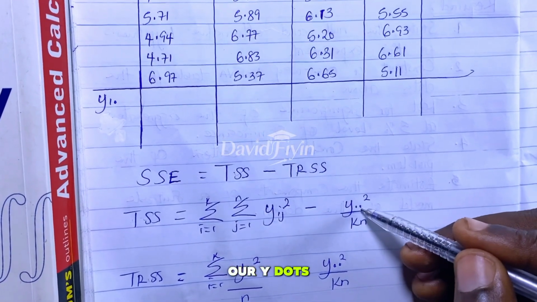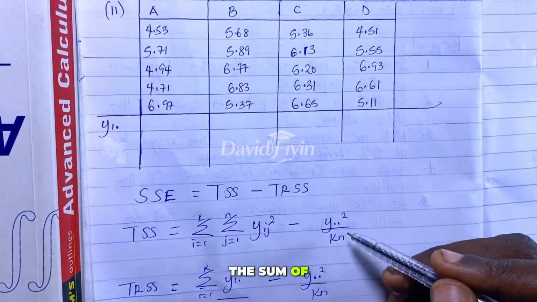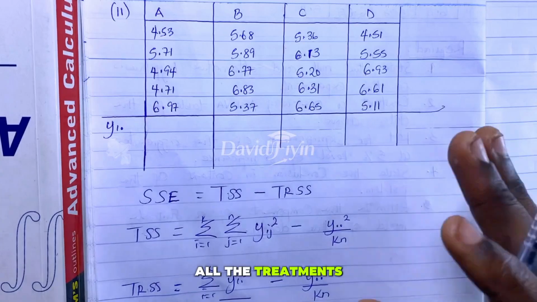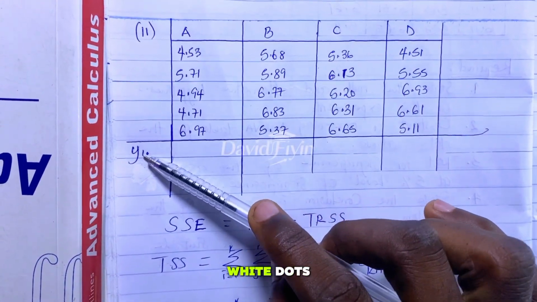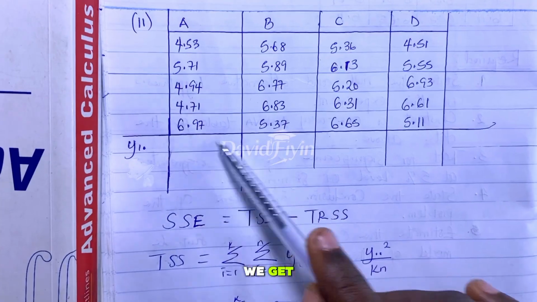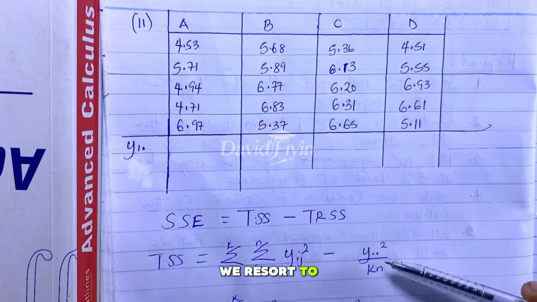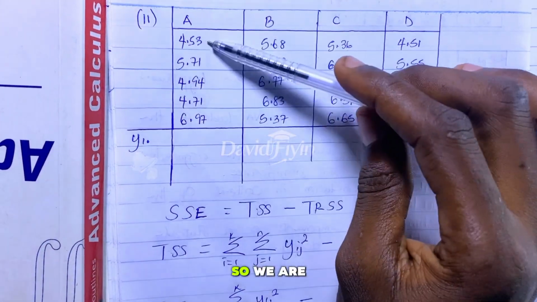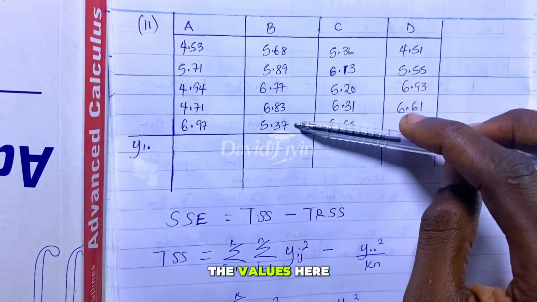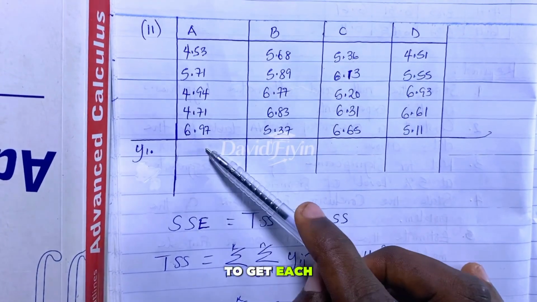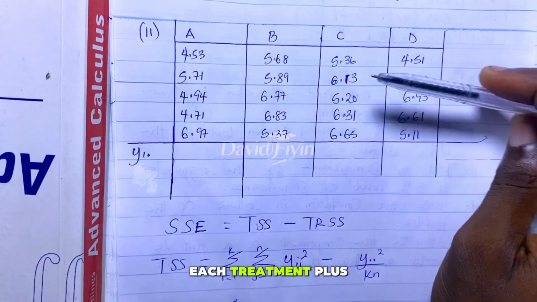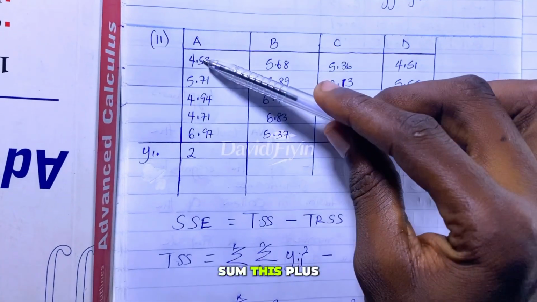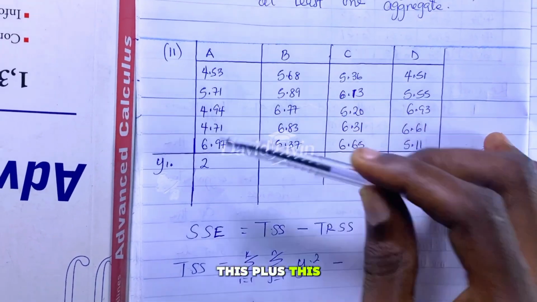So we are going to need our y dot dot, which is the sum of all observations under all the treatments. We can use the y_i dot to derive our y dot dot, because the sum of all the y_i dots under each treatment results in y dot dot. So we are going to sum the values here, here, here, and here to get the sum of the observations under each treatment.